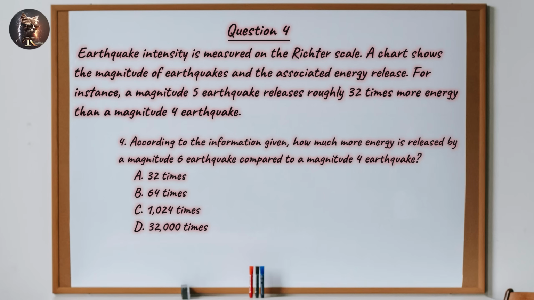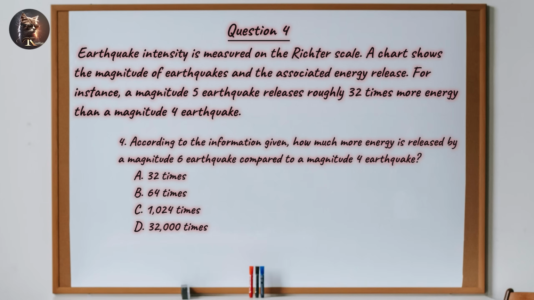Now, here's something interesting the passage tells us. Each time the earthquake magnitude goes up by one number, the earthquake doesn't just get a little stronger, it actually becomes much stronger, releasing about 32 times more energy. To make that clear, the passage gives us an example. A magnitude 5 earthquake releases about 32 times more energy than a magnitude 4 earthquake. The question here asks us something similar, but it goes a step further. It asks, how much more energy would a magnitude 6 earthquake release compared to a magnitude 4 earthquake?